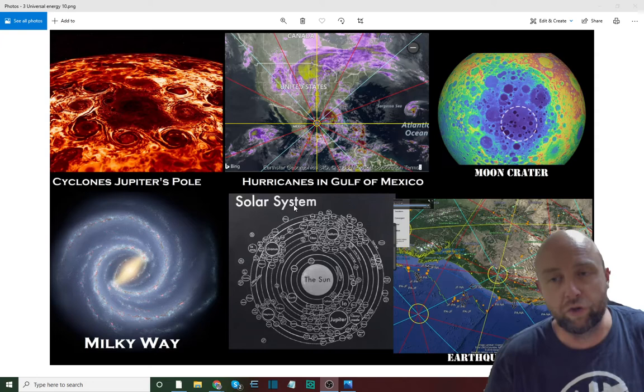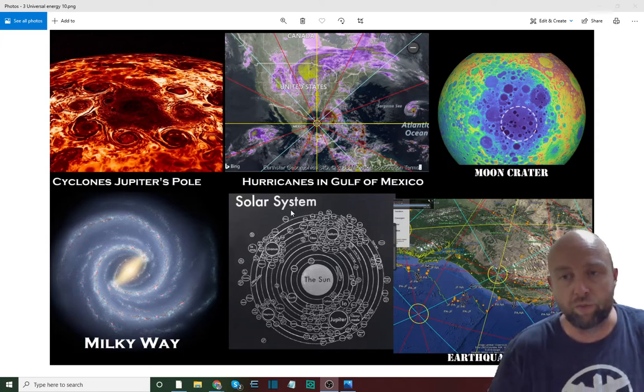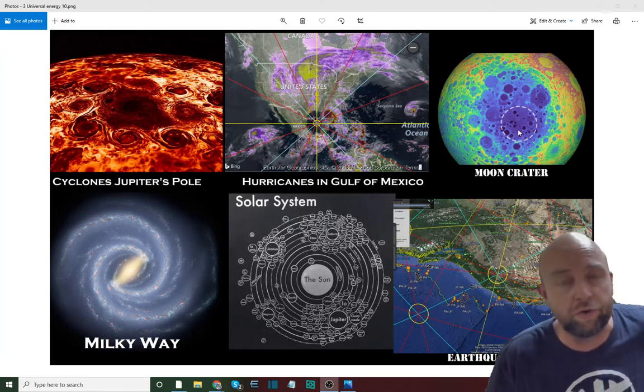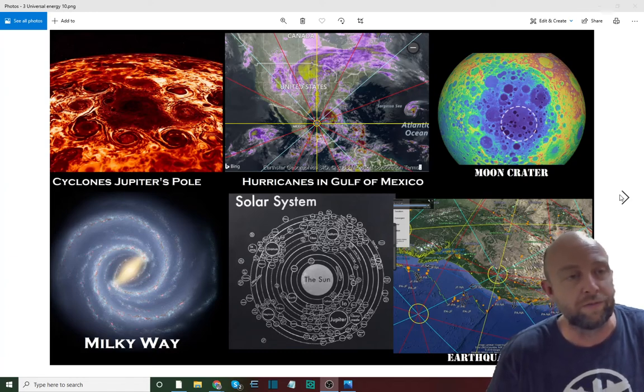Now next I have a little diagram showing that I believe these portolan charts are gravity well points. Each one of those orbs represents something that we normally see on other planets as well. You can see the cyclones of Jupiter's pole, they spin around it. Hurricanes spin around the Gulf of Mexico. Moon craters also match the same patterns. The Milky Way galaxy, the solar system, and earthquakes.